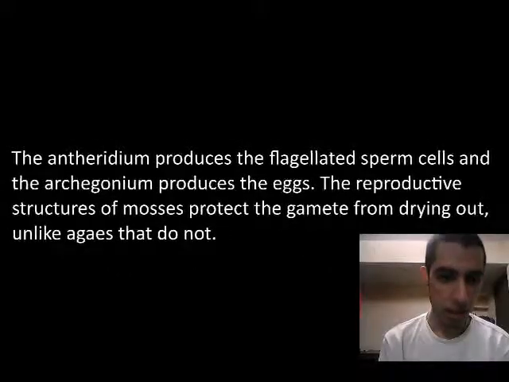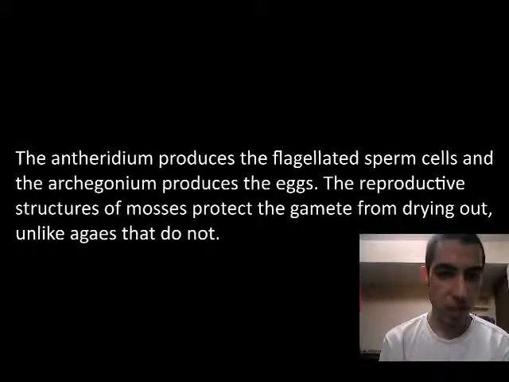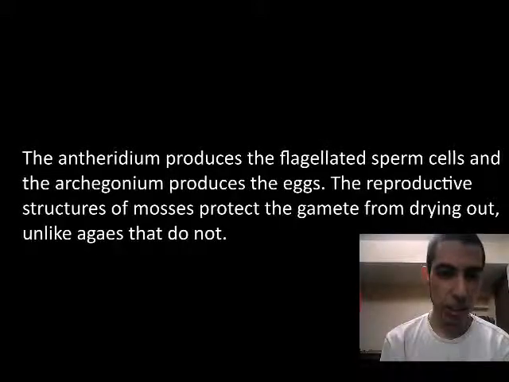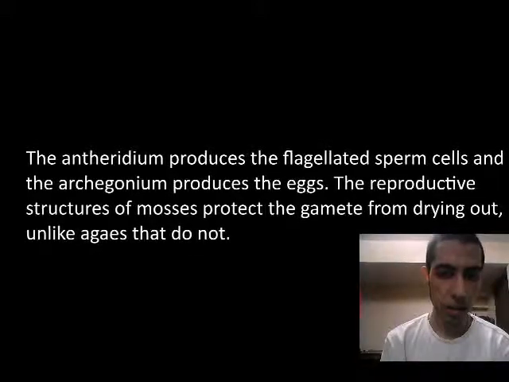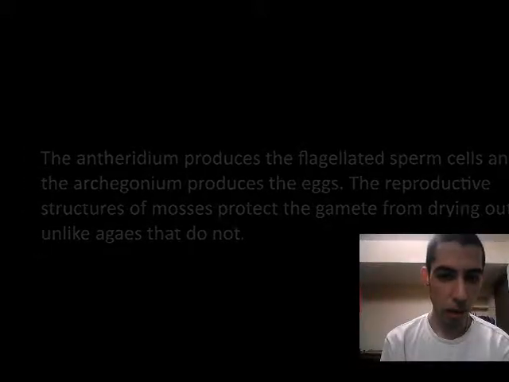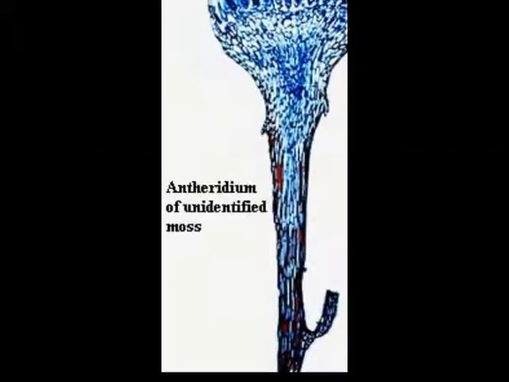Alternation of generations in mosses. Mosses have reproductive structures similar to those of algae. The antheridium produces the flagellated sperm cells and the archegonium produces the eggs. The reproductive structures of mosses protect the gametes from drying out, unlike algae, which do not.